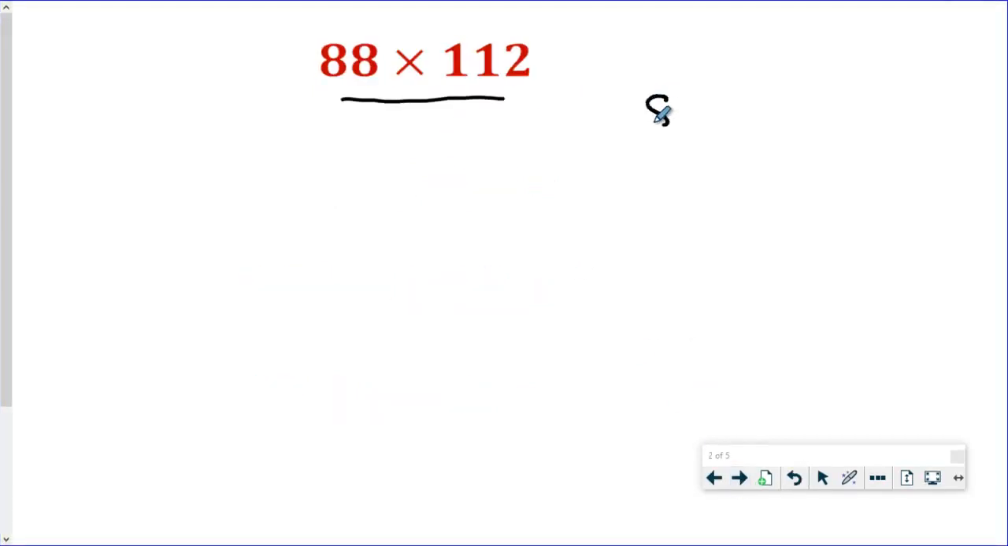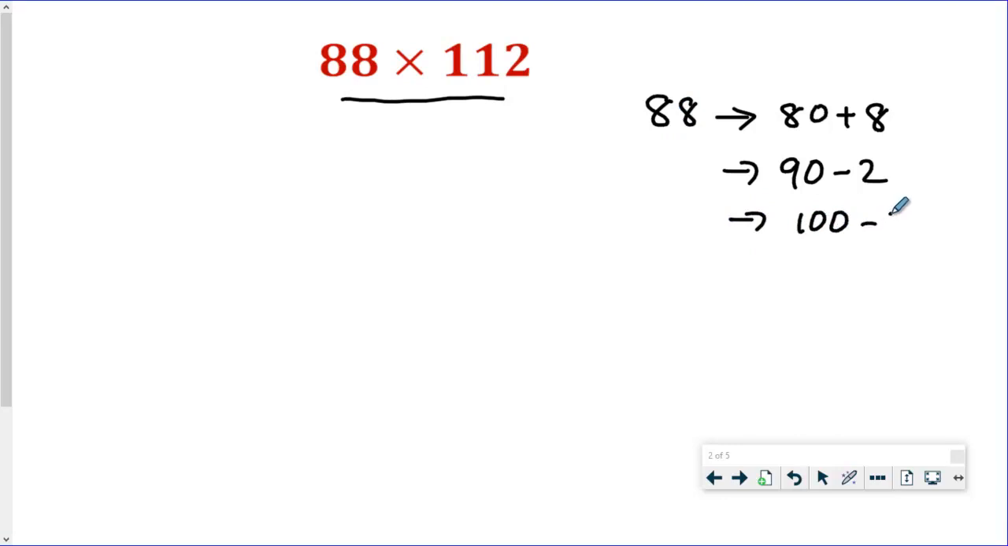First, you have to take the number 88. This 88 you have to write in terms of tens, that is, nearest to 10. Nearest to 10, 88 you can write as 80 plus 8, that is equal to 88, or you can write 90 minus 2, that is also 88, or another one we can take, that is 100 minus 12.